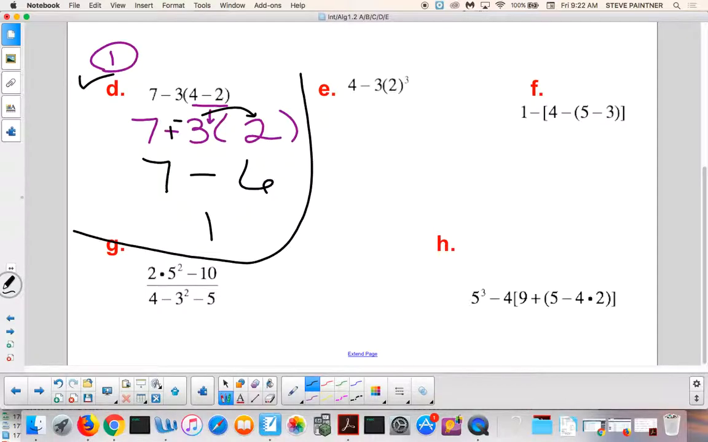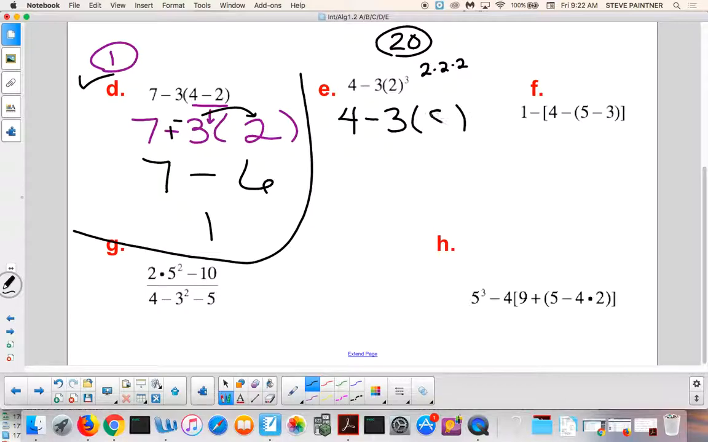Maisie, what'd you get for E? 20. Okay, let's see if that's right. Ready? Is there grouping up here? Yeah, but there's nothing to do in there. 2 is 2. Are there exponents? Yeah. 2 cubed. 2 times 2 times 2 is what?